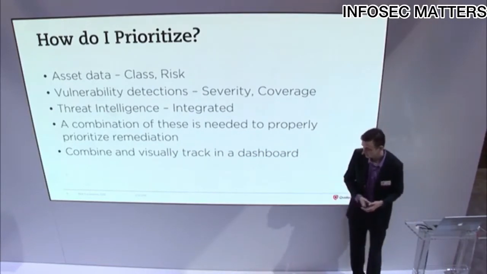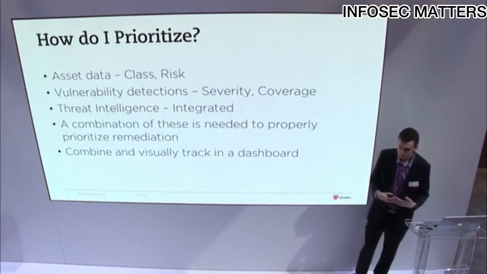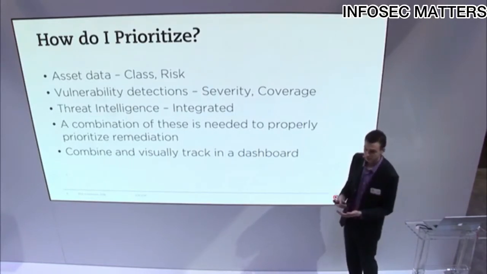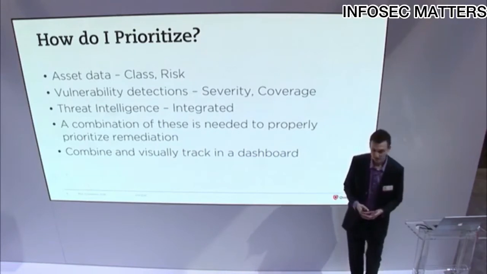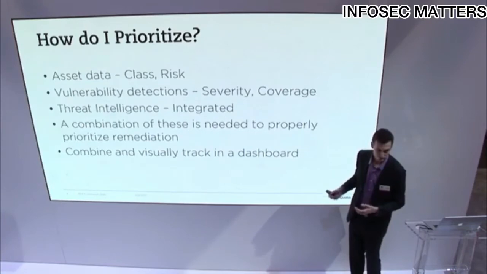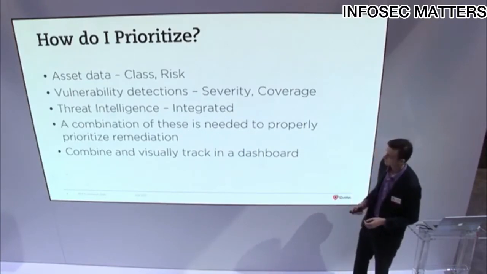Another thing I recommend is to combine those and track inside of a dashboard so you can see it visually. Being able to quickly pivot on this information is key to knowing where you need to focus. Do I need to talk to the Unix team? Do I need to talk to a specific business unit? Being able to track this visually will help you see these different issues and areas where you need to focus your remediation program.